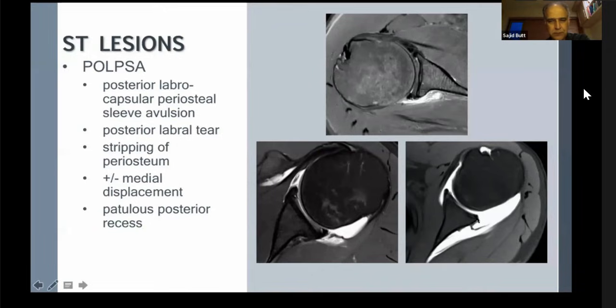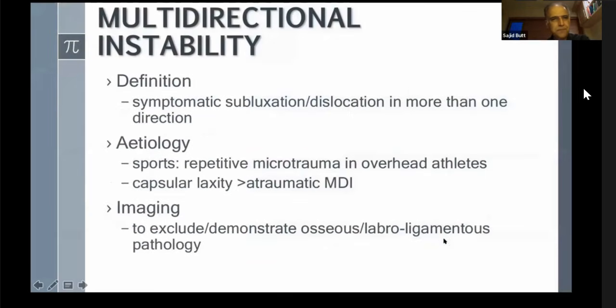Remember I told you that posteriorly the capsule attaches right at the junction of the labrum and the glenoid? Here in this case, this is an arthrogram, by the way. Notice the contrast medium leaking all the way back. And of course, the posterior labrum is gone with a little sleeve of periosteum still attached. POLPSA lesion. And then finally, you can have patients with multi-directional instability.